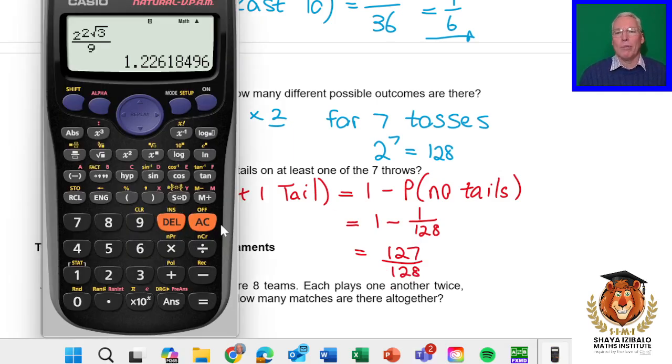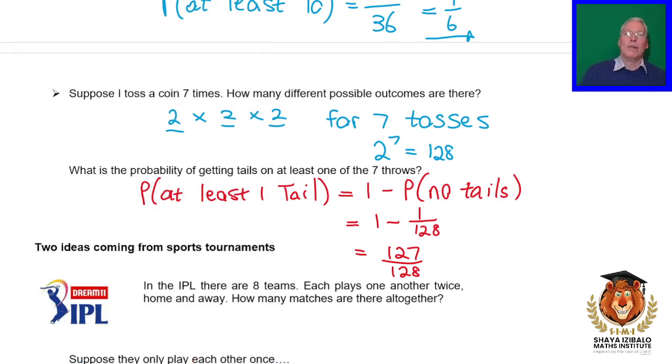Let's just have a look. It's not 100%. 127 out of 128 is 99.2%. Now I'm going to write down 2 possible options when we throw a coin 7 times. We could get heads, then heads, then heads, then tails, then heads, then tails, that's 6, and then maybe another tail. That is one of the 128 different things that can happen.